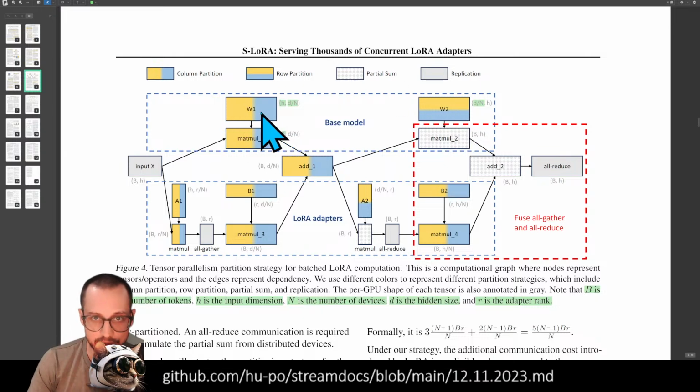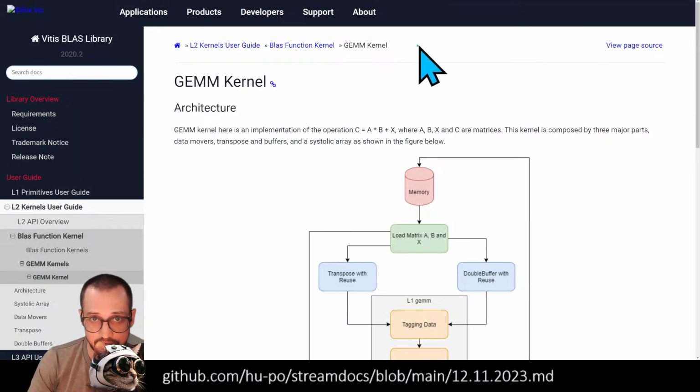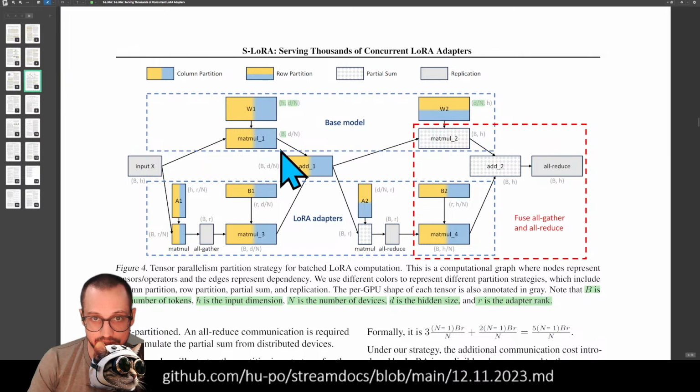Okay, so here's your W. Here's your matrix multiply, right? So your W is your actual weights. Your matrix multiply is this right here. When you're doing WX, that's your matrix multiply, right? That's where your GEMM comes in, right? So this is your standard GEMM. You have some input X, and you're matrix multiplying it with this W, right?